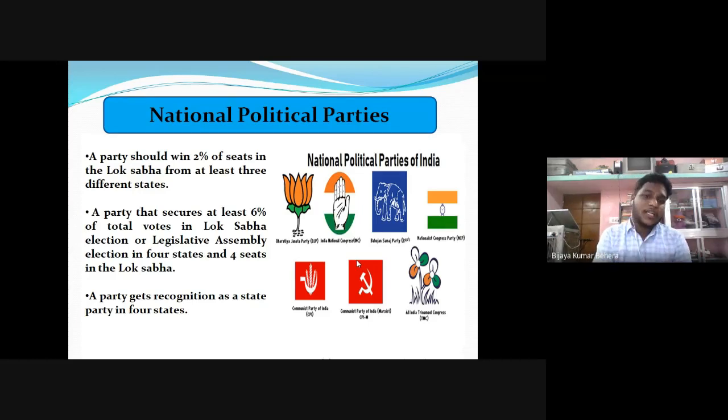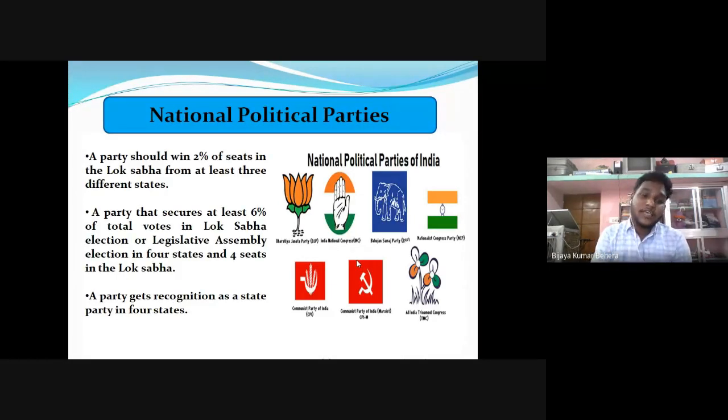If a political party possesses any one among these three which I have mentioned in this slide, then it becomes a national political party. That is, a party should win 2% of seats in the Lok Sabha from three different states. That is known as a national political party.